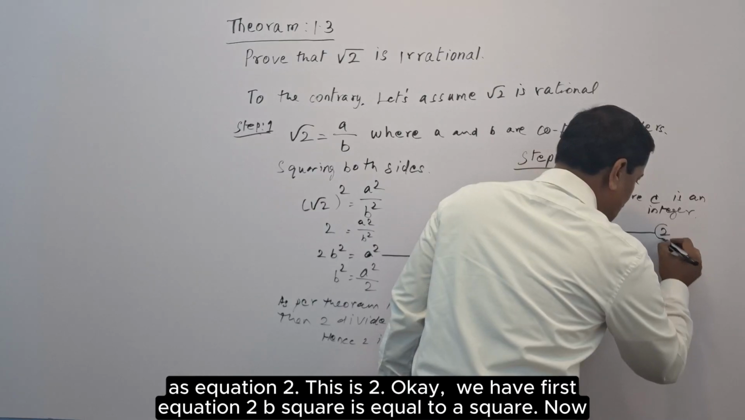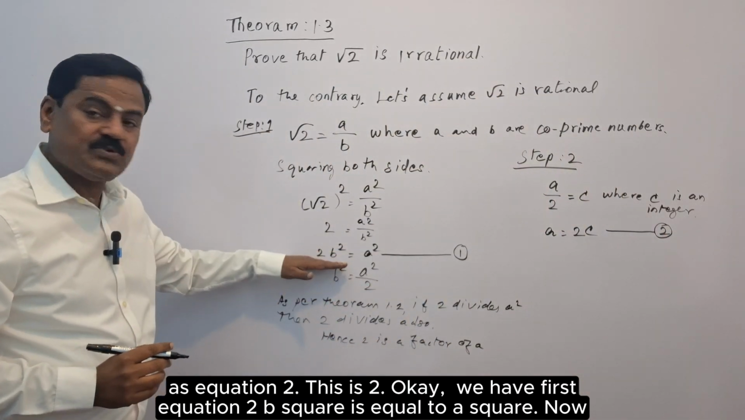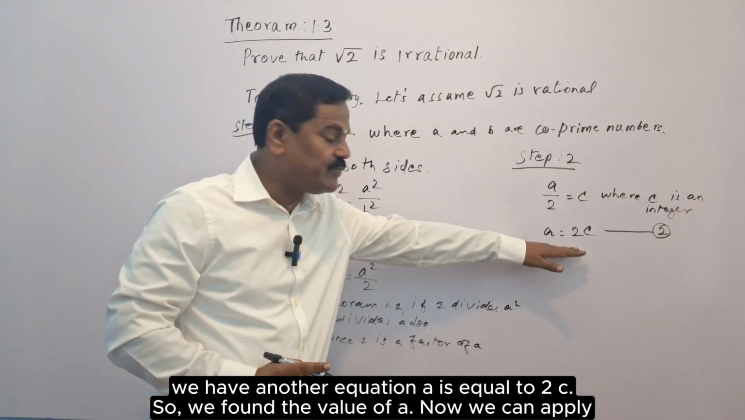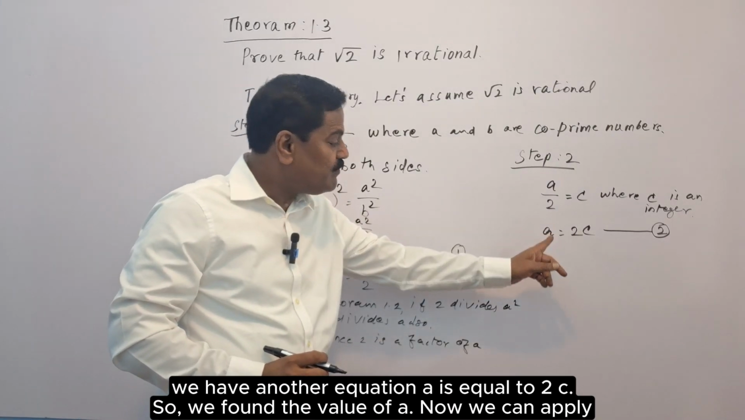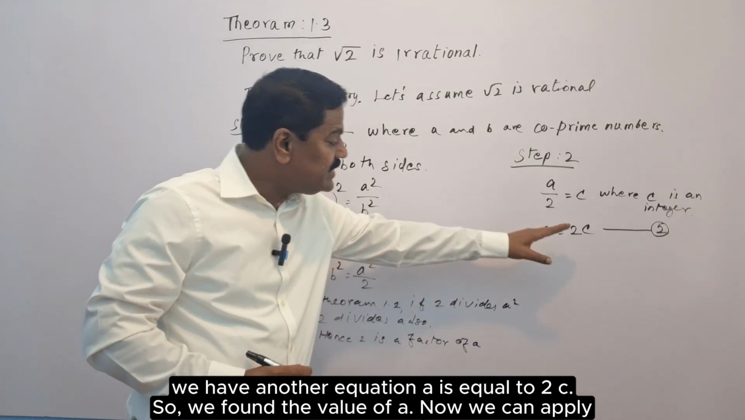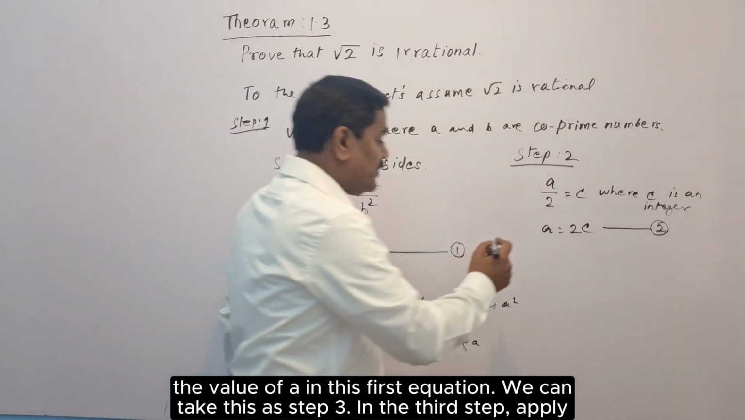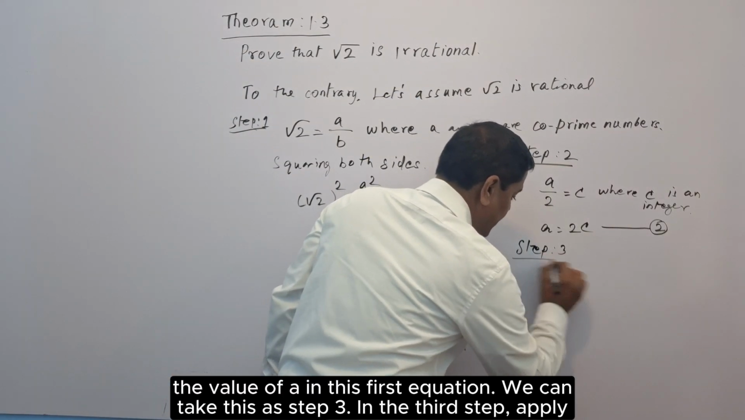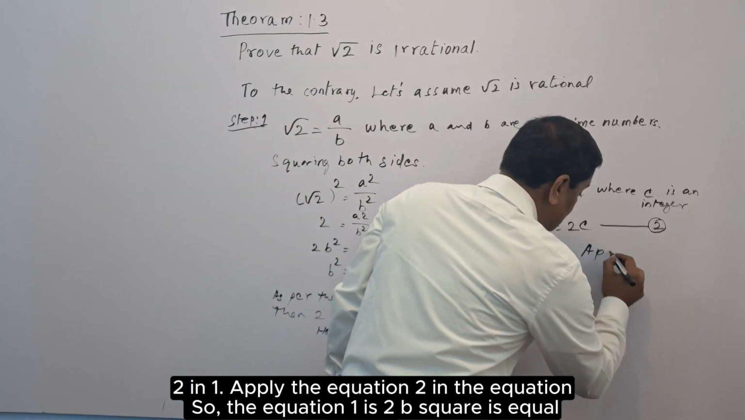Let us keep this as equation 2. We have the first equation, 2b square is equal to a square. Now we have another equation, a is equal to 2c, right? So we found the value of a. Now we can apply the value of a in the first equation. We can take this as step 3. In the third step, apply 2 in 1.